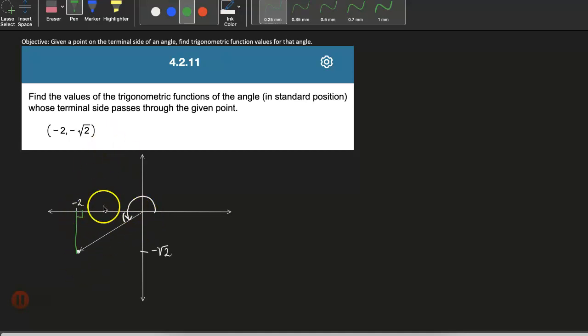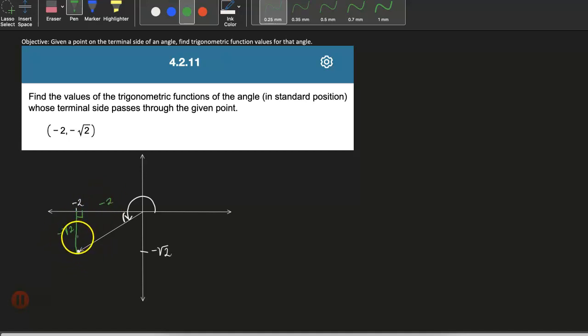Now with this shape, I can start labeling some information on this triangle. Like for instance, this leg is -2. And this leg is square root of 2. And it might be a little strange to think about triangle leg lengths as negative numbers. That's not necessarily the case. What those negatives represent is that this angle has a terminal side in the third quadrant. So that's why I'm keeping these negative values here.